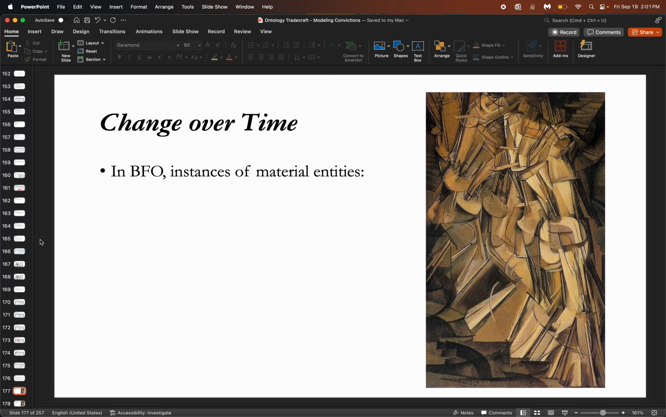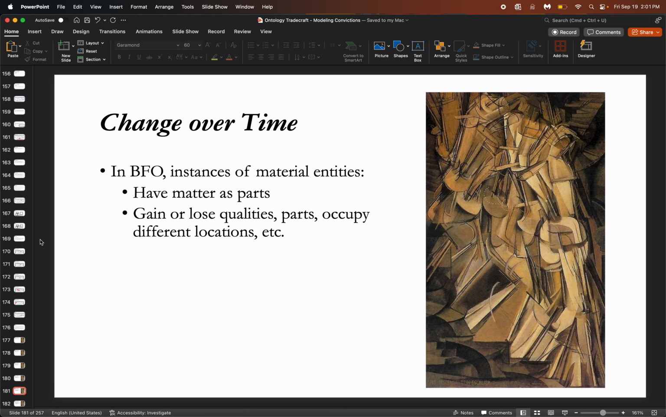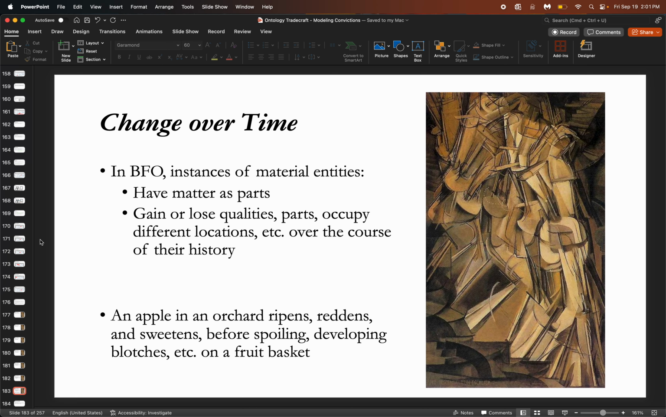Now, in BFO, we also allow for representing change, because change is quite important. It happens all the time. And if we're going to get involved with occurrents and processes, we ought to be able to represent things that change. And so instances of material entities, I'll note, have matter as parts, gain or lose qualities or parts, or occupy different locations. They move, right, over the course of their history. An apple in an orchard ripens, reddens, and sweetens before spoiling, developing blotches, and so on in a fruit basket on my island because my wife buys too much fruit.